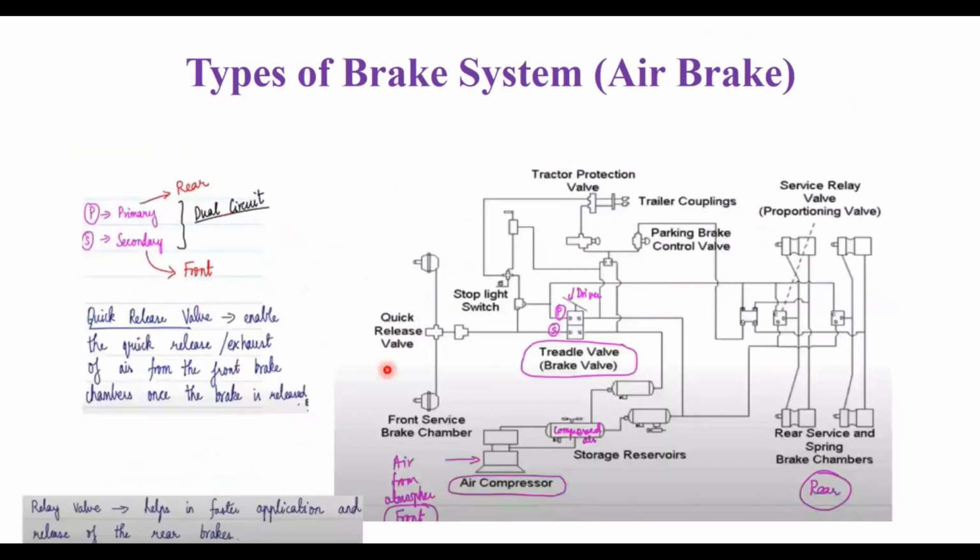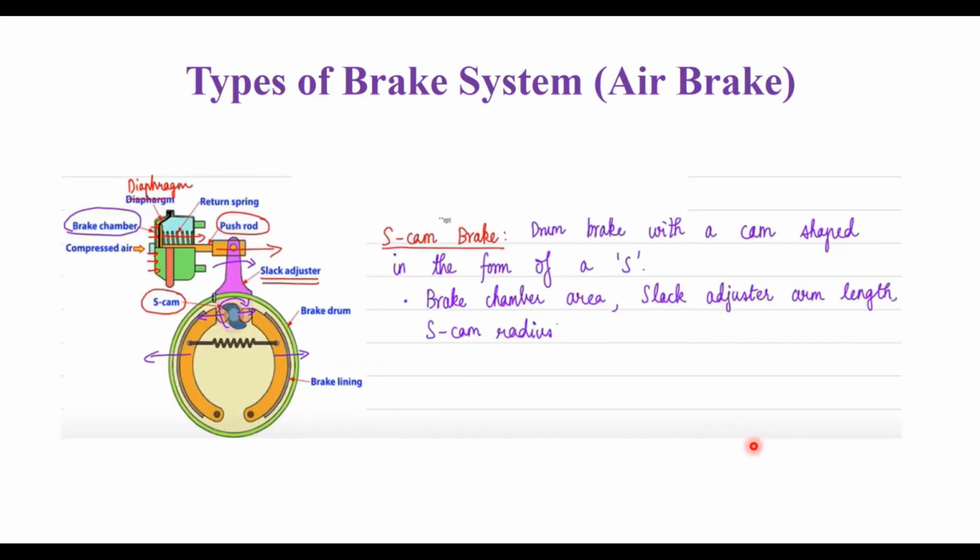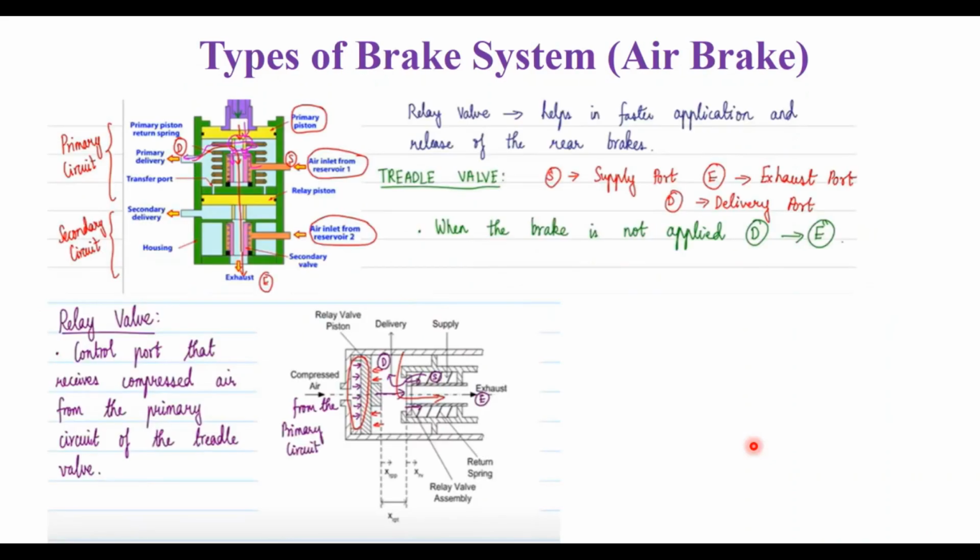And when it goes to the primary and then the secondary circuit, it goes in a diagonal way, where the primary circuit will be with the front wheel left side and the rear wheel right side, and the secondary circuit will be for the front right side and the rear left side. So it goes in a diagonal cross split so that the brake is applied. And as I told, we also have a relay valve where it controls the port that receives compressed air from the primary circuit to that of the throttle valve.